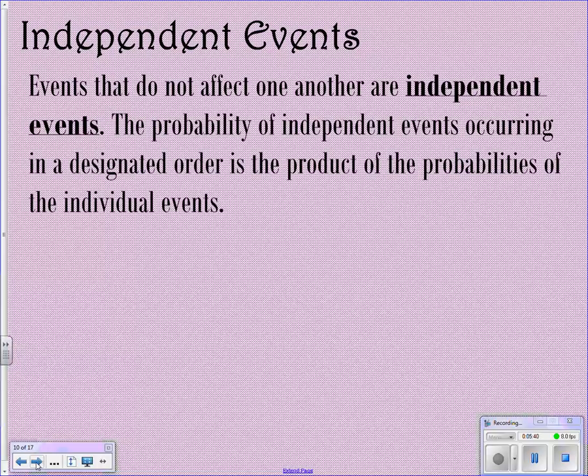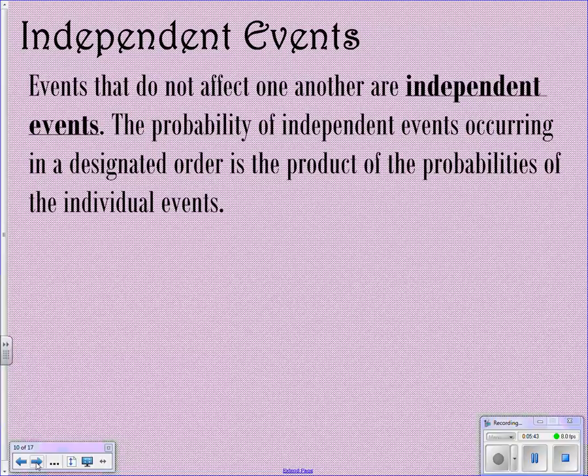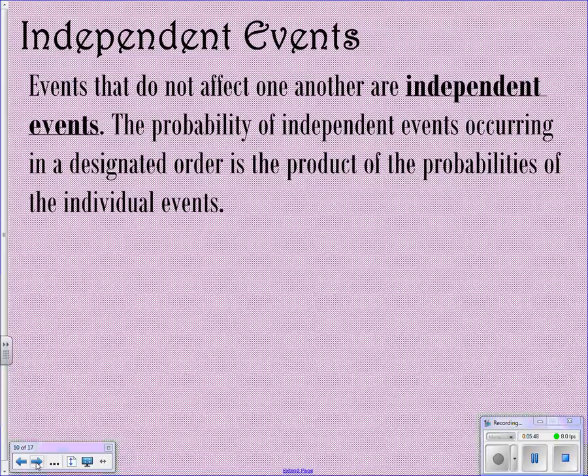The probability of independent events occurring in a specific order is the product of the probabilities of the individual events. If I toss a coin and I roll a die, those don't affect each other. I mean, if they hit each other, I guess they technically would. But if I toss the coin and then I roll the die separately, those are independent events, because if the die lands on an even number, that's not going to affect what the coin is going to do. So those are examples of independent events.